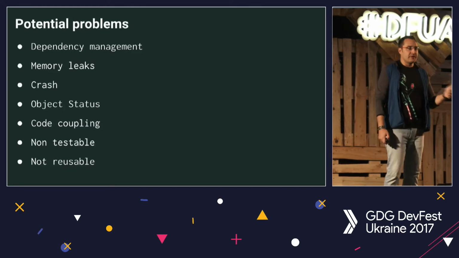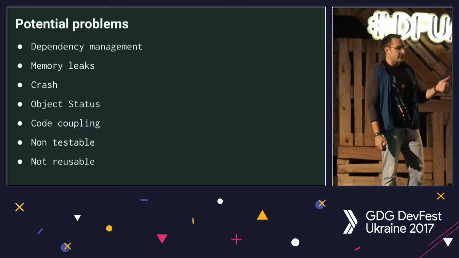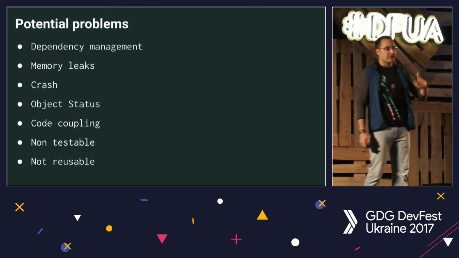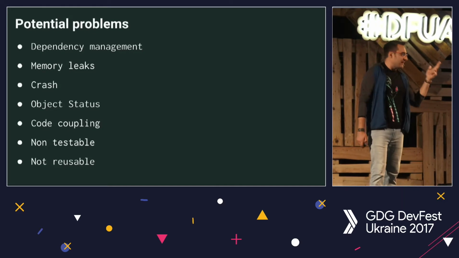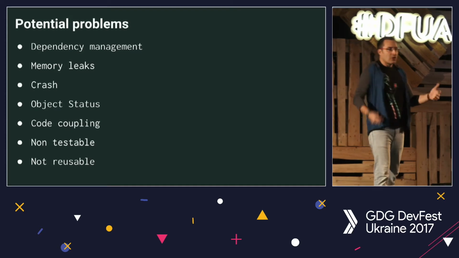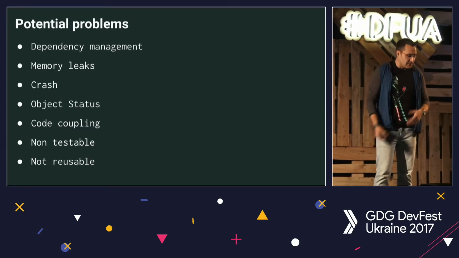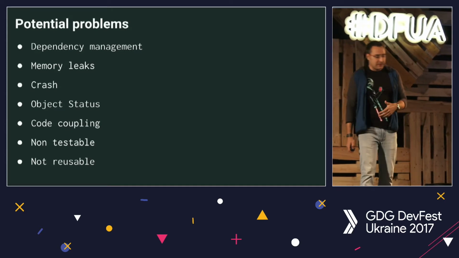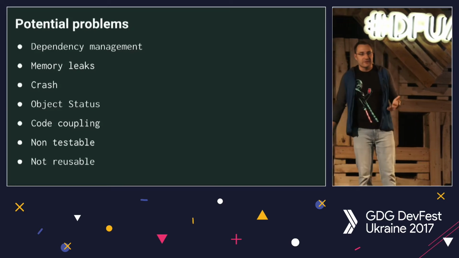You see the problems of dependency management, right? We have a new Retrofit client every time the user clicks on the button. The memory leaks, crashes, stateless objects, code coupling, it's completely not separable. And of course, because of this, it's not testable, and you can't really reuse this code.